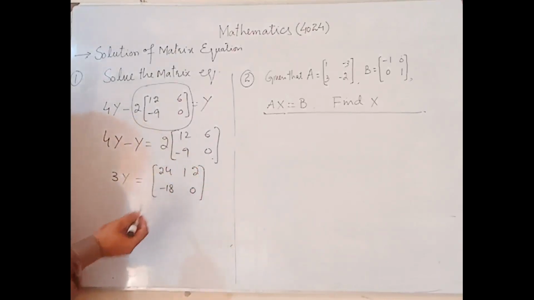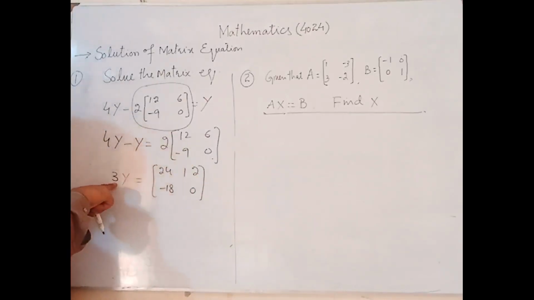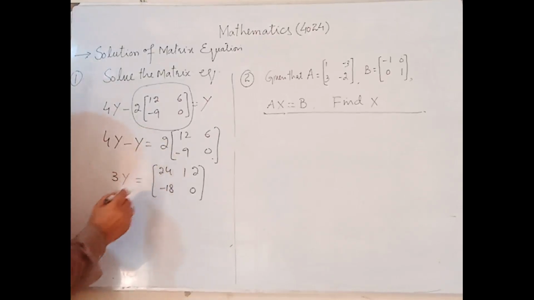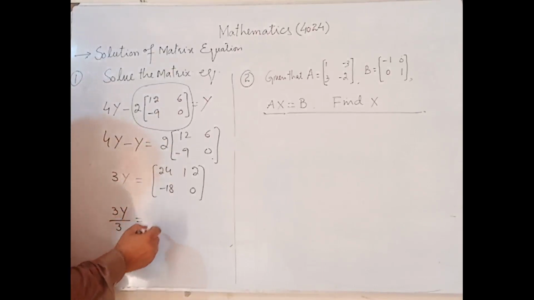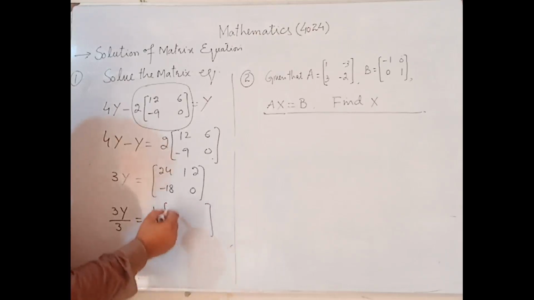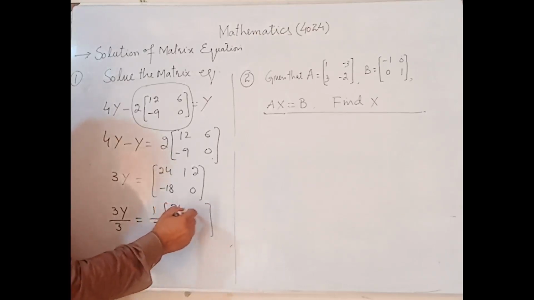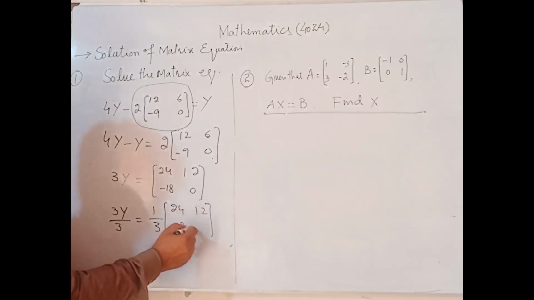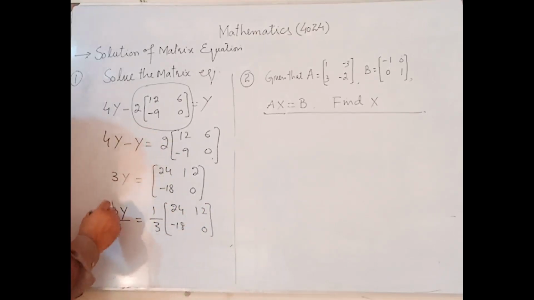And what will happen next? This 3 is to be removed, so this will become 3Y over 3. The whole equation will be divided by 3. So 24, 12, minus 18, 0, and these 3s will be cancelled.